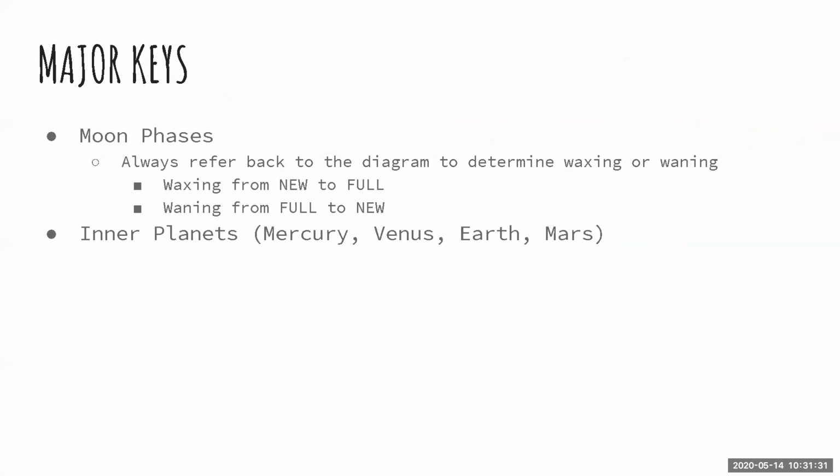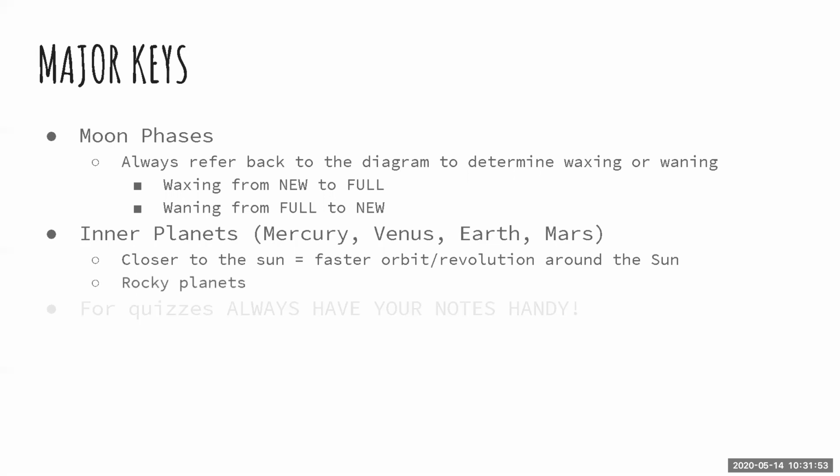Inner planets, you got this. Mercury, Venus, Earth, Mars, that's in order from the sun. Closer to the sun means a faster orbit or revolution around the sun. And shout out to Drayden and shout out to Caleb, who let me know that one of the questions was wrong. It is indeed Venus that has the highest surface temperature. Sorry about that. I updated your scores already. And inner planets are rocky planets.